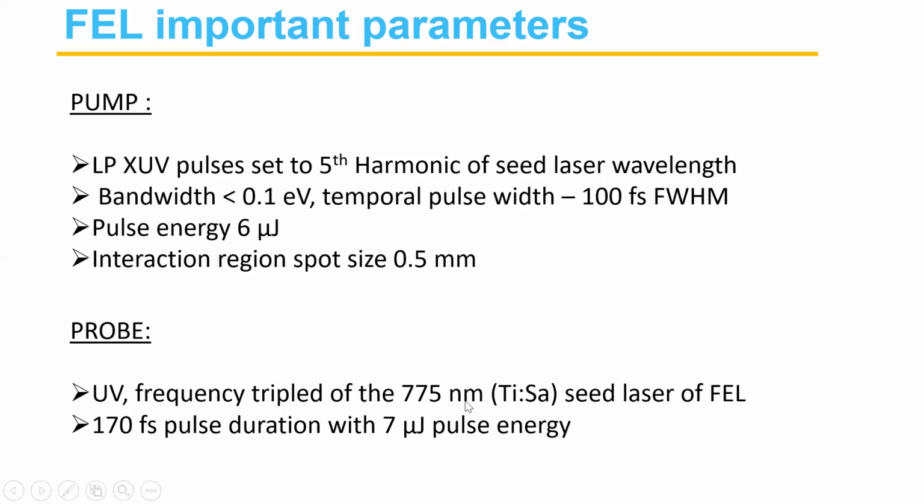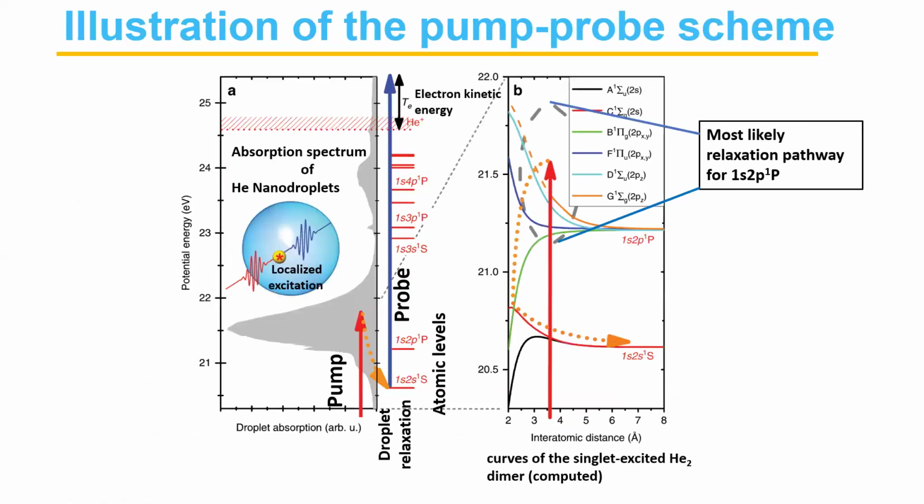frequency tripled directly from the seed laser, which is around 775 nanometers, ultraviolet, and the energy of this pulse comes to around 4.8 eV. I'll explain the significance later. And usually you have a pulse width of around 170 femtoseconds with a 7 microjoule pulse energy. So this is how the experiment is set up, just to give an illustration of the pump probe spectroscopy.